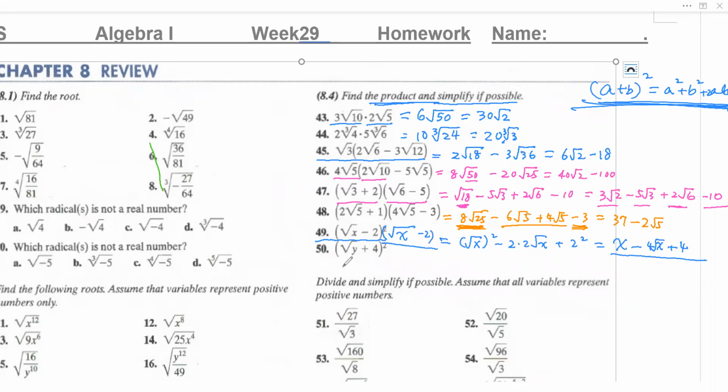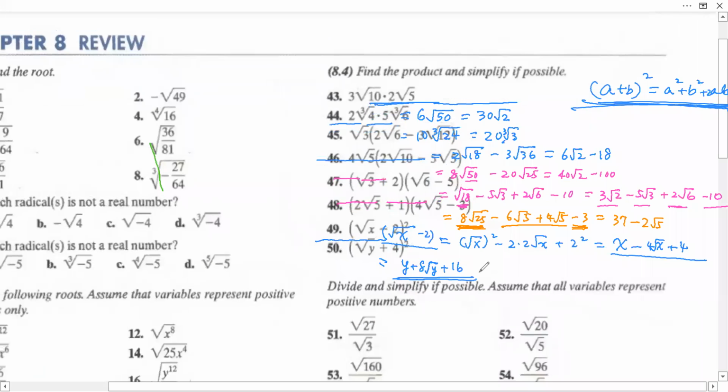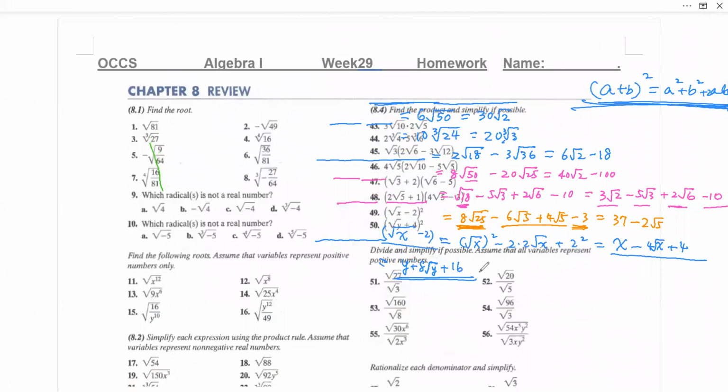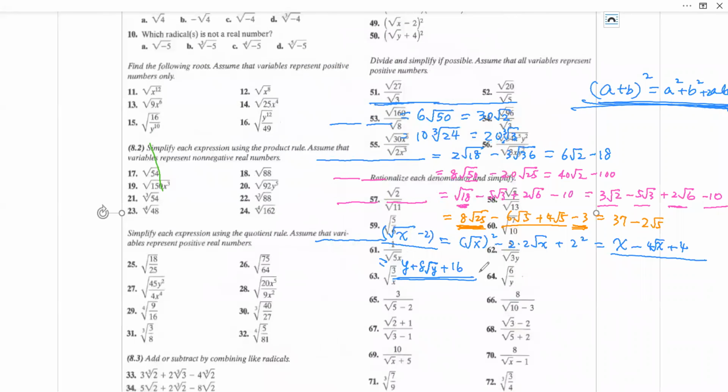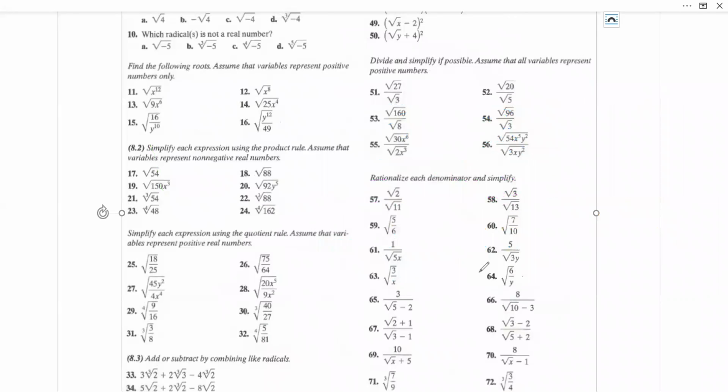Let's see number 50. First term squared became y, second term squared is 16, and the middle term is 8 square root y, right? 2 times 4 times square root y. You can see this in one step, we can get the result if you remember the kinds of formula. Anyone have a question about this part? Nope. Okay, so let's move on.